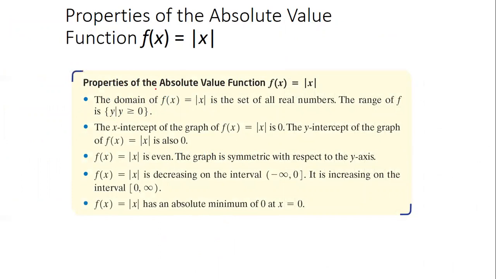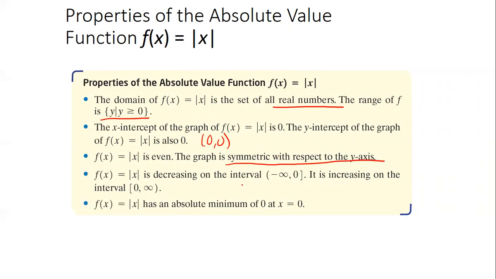All right, absolute value. So the domain of the absolute value function is from negative infinity to positive infinity because it's all real numbers. The range, however, is y has to be greater than or equal to 0. That's because what's the whole purpose of absolute value? No negatives, to produce positive results. Okay. The x-intercept and the y-intercept are at the origin. It is an even function. That's because it's symmetric with the y-axis.